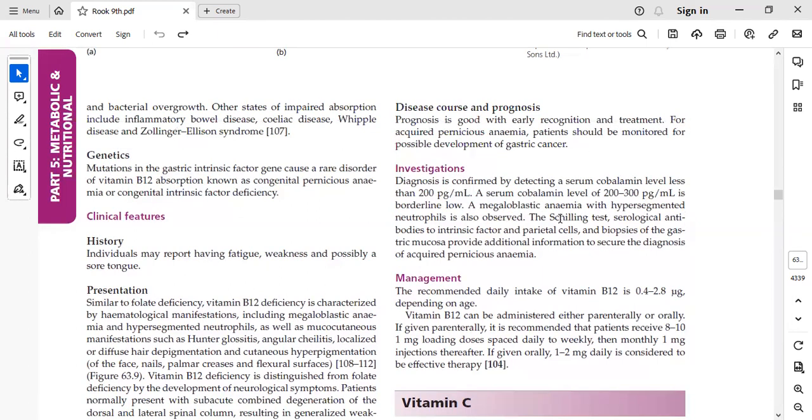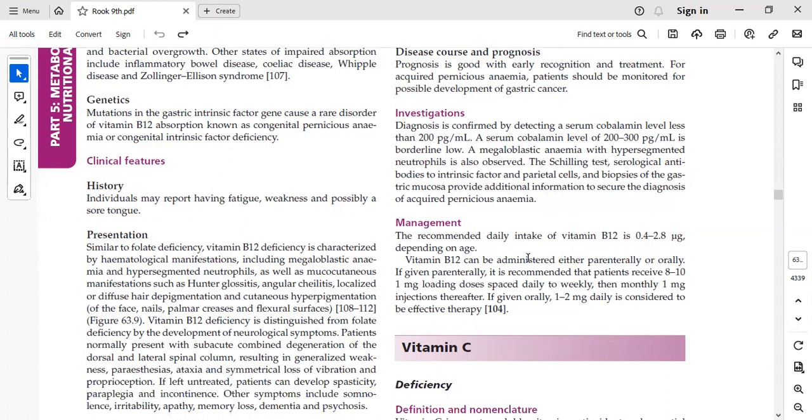This is a test where we assess the absorption of vitamin B12 in the intestine at the level of the duodenum. And the other test is we assess the presence of anti-intrinsic factor and anti-parietal cell antibodies to assess for pernicious anemia. And also we do the biopsy of the gastric mucosa. This is an invasive procedure. And for this also we assess if there is an autoimmune or atrophic gastritis or not.